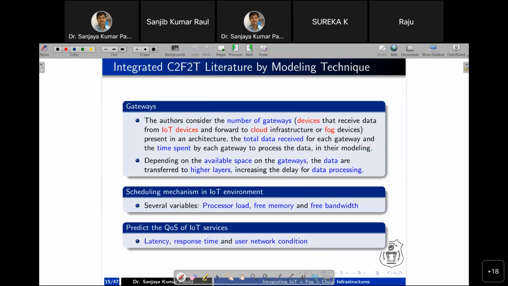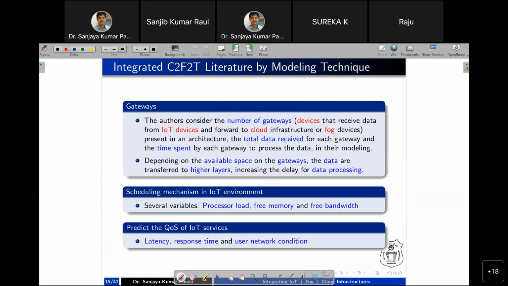And many people also focused on the scheduling mechanism in the IoT environment, where they consider the processing load of each and every device, available memory space and bandwidth in order to design various models that decide which IoT device's task will map to which gateway. The mapping between a set of IoT devices and a set of gateways.